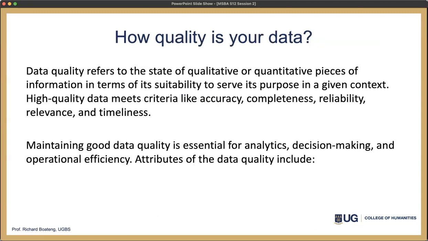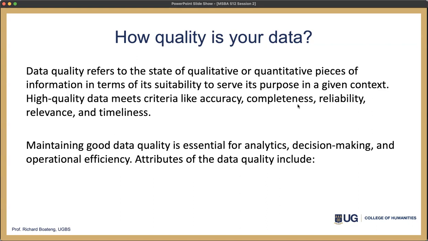Now, but how good is the quality of your data? All these things that we mentioned, we didn't mention quality. We just mentioned confidentiality, integrity, and the last one being availability. But what about the quality of the data? Quality refers to the state of qualitative and quantitative pieces of information in terms of suitability to serve its purpose in a given context. Now look at the latter part: to serve its purpose in a given context.